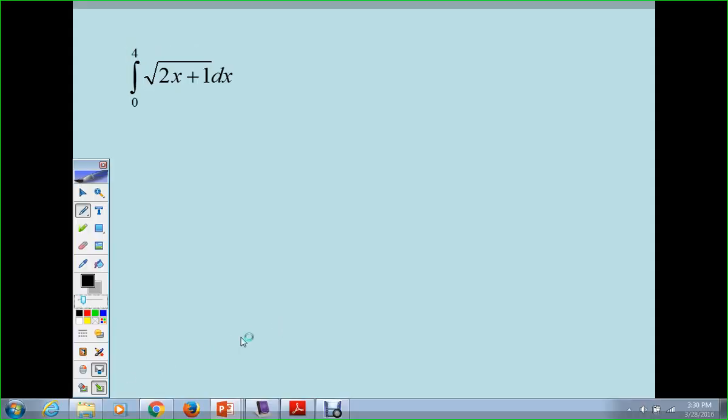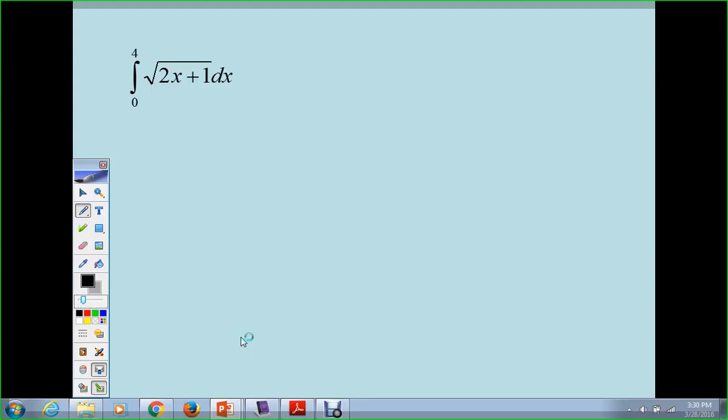Okay, now we're going to move to a definite integral. We evaluate a definite integral the same way as an indefinite integral. We find the antiderivative the same way. It's just that we have to apply the fundamental theorem when we evaluate it now.